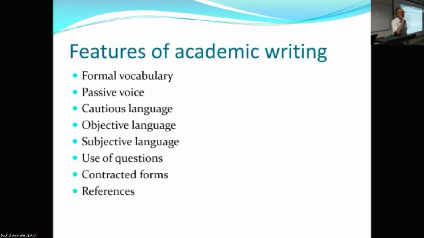That completely changes the meaning. So one thing is that you should use formal vocabulary. Not that Mr. A says, but Mr. A argues, Mr. A claims, Mr. A points out, expresses, all these words, not that says. Do not write says in academic writing.